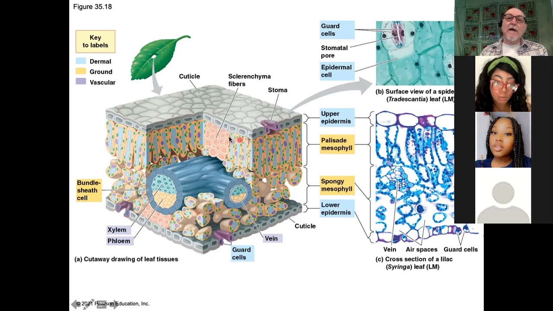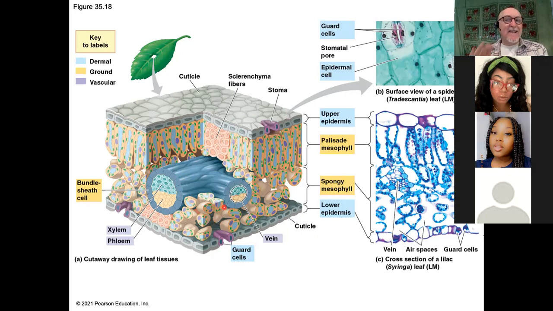And these are organized so the cells all lie like that next to one another, and it's called the palisade mesophyll. But below that here, there are cells which are very loosely organized with lots of space in between. And that is called the spongy mesophyll.